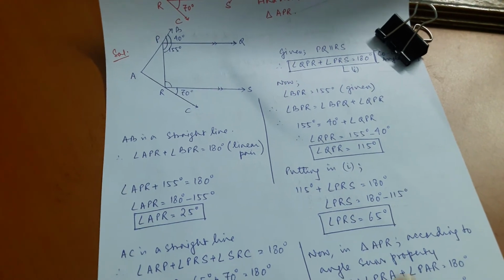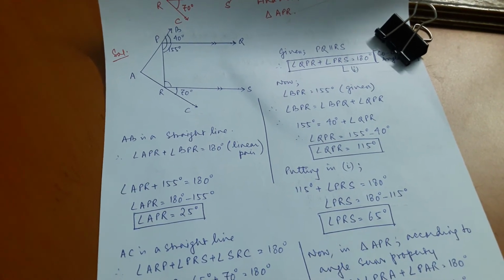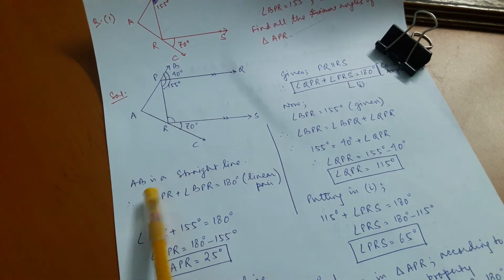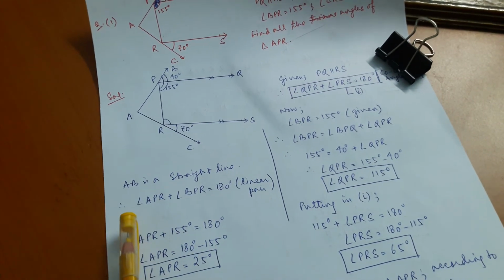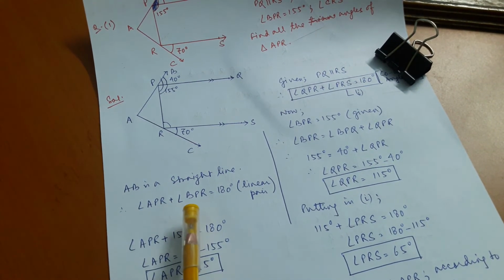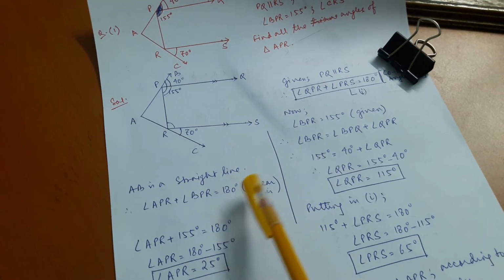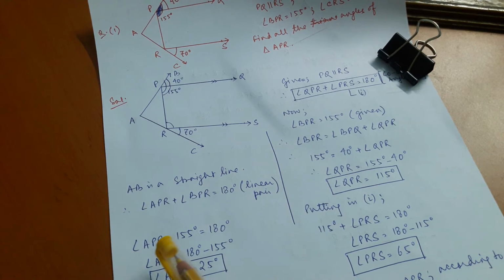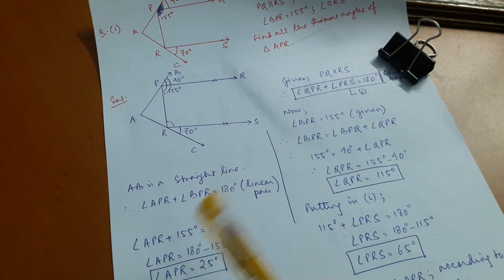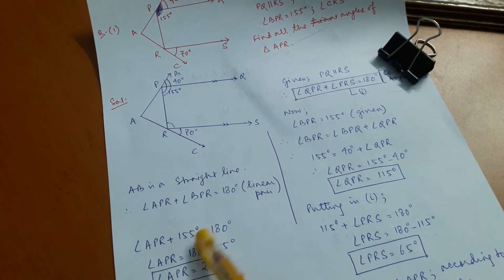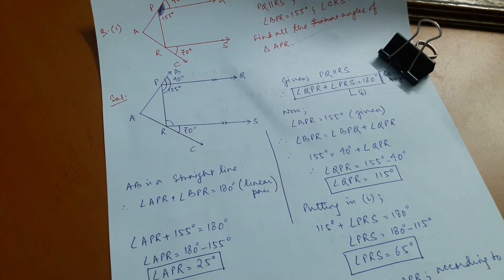So we have got angle PRS equals 65 degree. Now look at this. AB is a straight line. Therefore angle APR plus angle BPR equals 180 degree. Again linear pair, and writing this linear pair is very important. Now the value of angle BPR is already given, 155. We simply placed the value. So ultimately we get angle APR equals 25 degree.